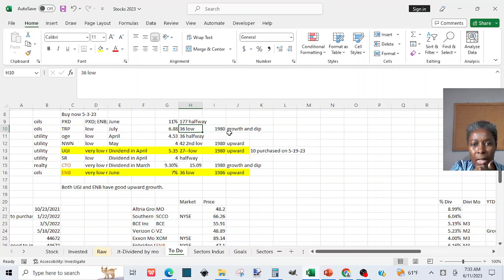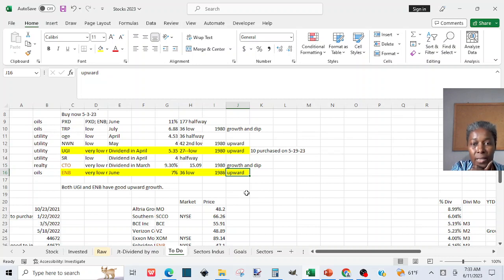Then I pay attention to the dividend they are paying, and between those two, I chose this one because it's higher, and then I have this one, and then I have this one. Now I went to their chart, and I noticed that this one has growth and dip. Those two have upward, and this has growth and dip, and this one is upward as well.